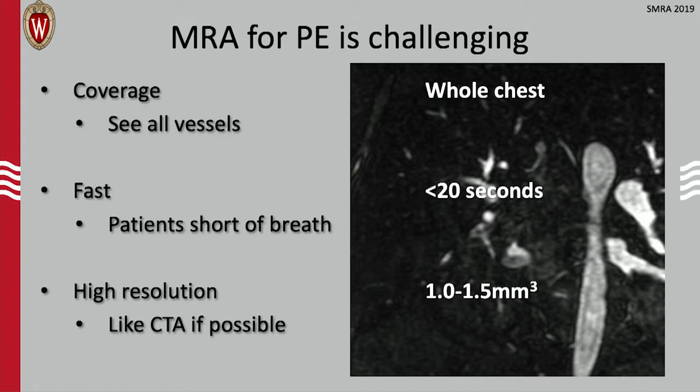Patients who are suspected of having pulmonary embolism are short of breath. They cannot hold their breath for 30 or 40 seconds, and so we need to accelerate our acquisition to at least less than 20 seconds. The shorter, the better. And then it needs to be very high resolution, similar to CTA, so on the order of 1 to 1.5 millimeters isotropic. Now, this is feasible and has been feasible for several years now using some of the more modern image acceleration methods.